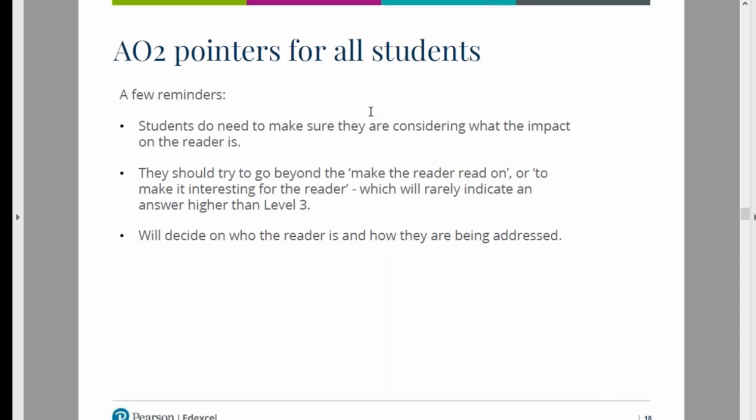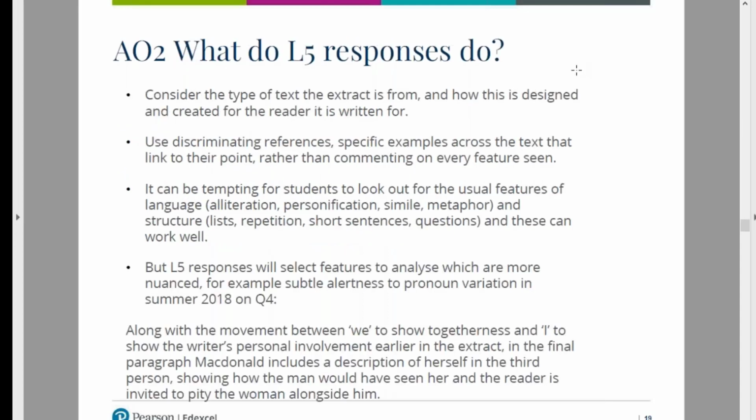And in terms of when they're looking at text, they will think about who the reader is and how they're being addressed. So they'll think about where this text might have appeared and the audience it might be written for, and take that into consideration, have that in the back of their mind when they're writing on it. So, characteristics of level 5 responses on AO2. They consider the type of text, as I've just mentioned. They use discriminating references, specific examples across the text that link to their point, rather than commenting on every feature seen.